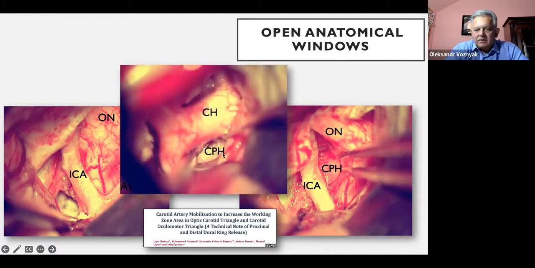And then we go on when we need. I told you about the opening of the lamina terminalis. If we need, we can use this corridor.